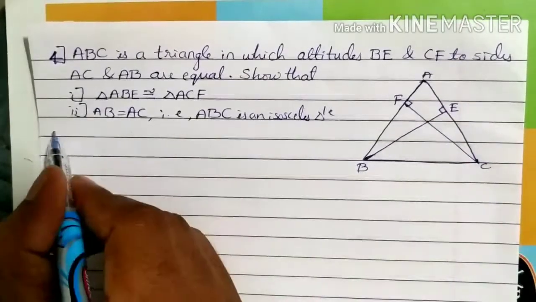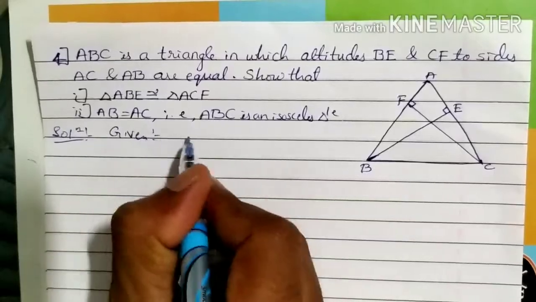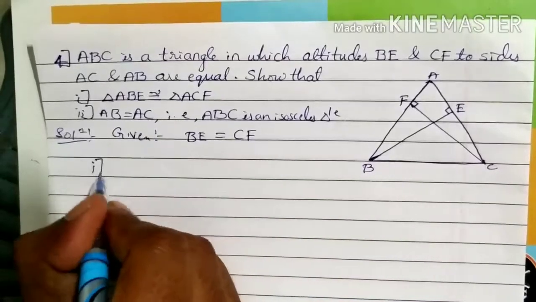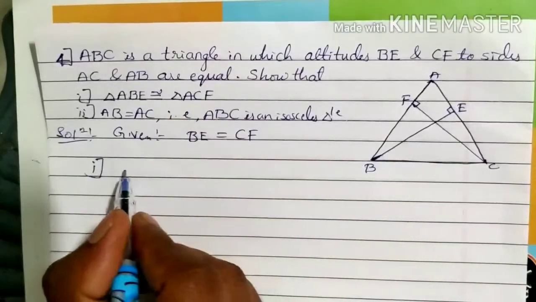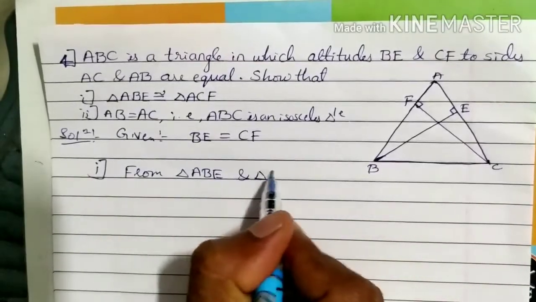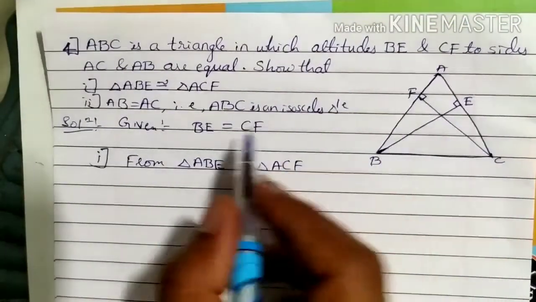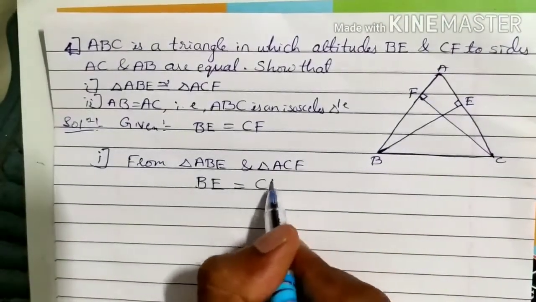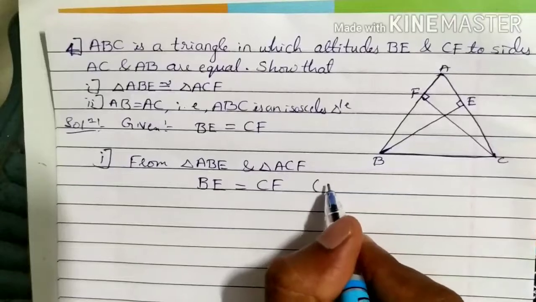So, solution. First we will write the given things. What is given? BE is equal to CF. So we have to show that triangle ABE is congruent to triangle ACF. From triangle ABE and triangle ACF, we will consider those two triangles. So what are equal? First we write the given: BE is equal to CF. BE belongs to the first triangle, CF belongs to the second triangle. Those two are equal because given.